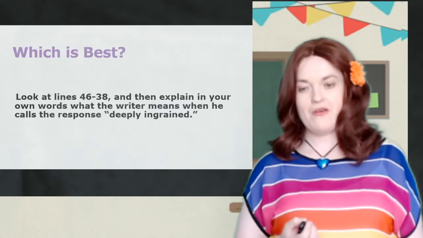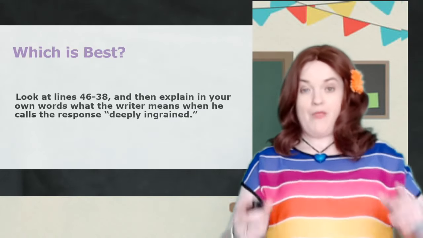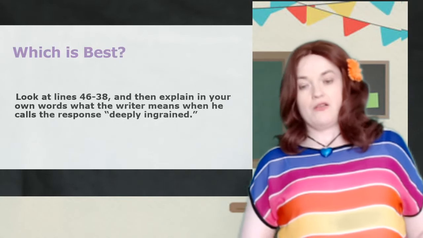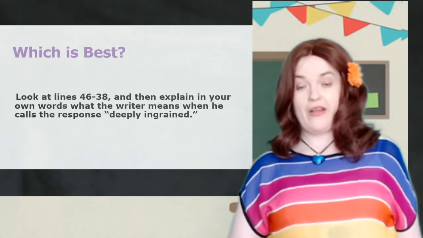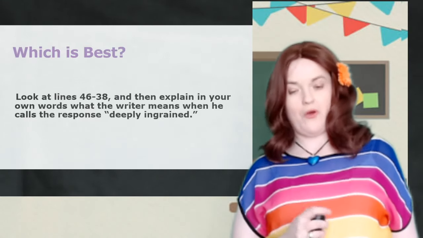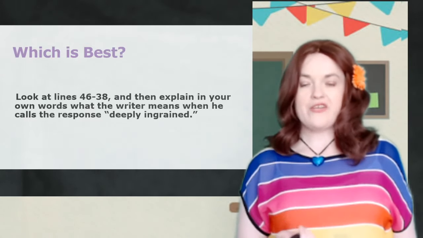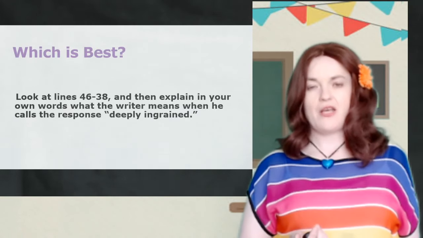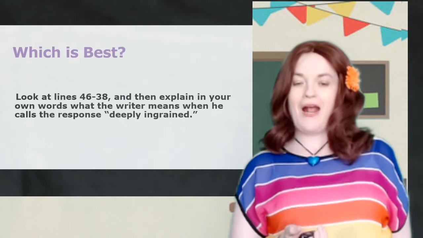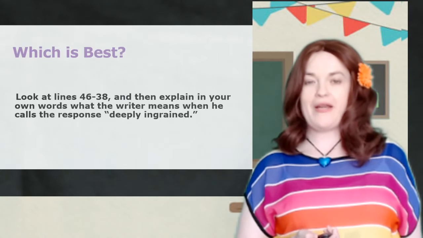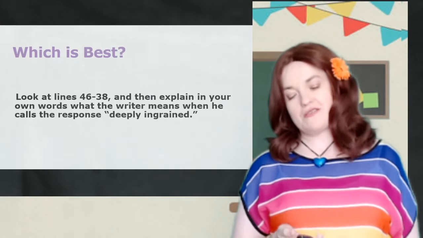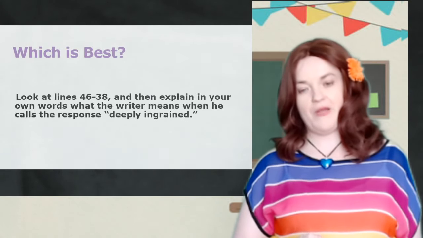That's just not good. So, a task for you now, talking about trying to write concisely. If you have a look at these 2 examples, then I'll show you what I mean. So a question in the exam could be something like this. Look at lines 46 to 48, and then explain in your own words what the writer means when he calls the response deeply ingrained. So that's an example of a past paper question.